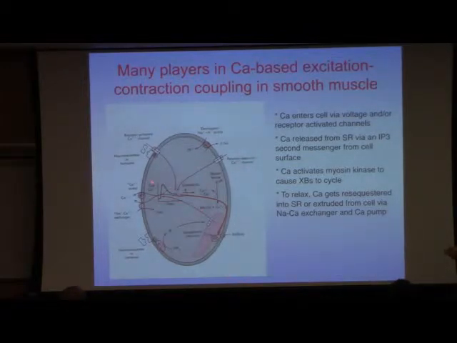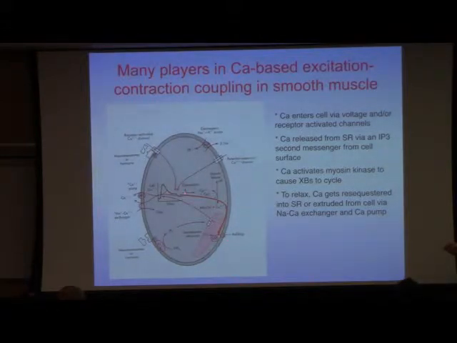And then when the calcium transient happens, calcium binds to calmodulin here, and then calcium and calmodulin activate this myosin kinase, which is going to activate the cross bridges. And then to turn the system off, calcium has to go somewhere, so either it gets pumped back across the cell membrane or it goes back into sarcoplasmic reticulum.